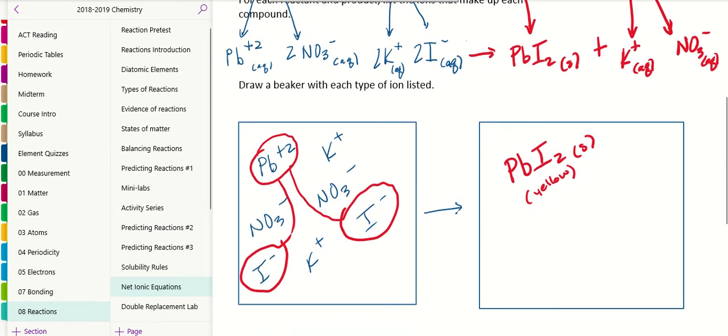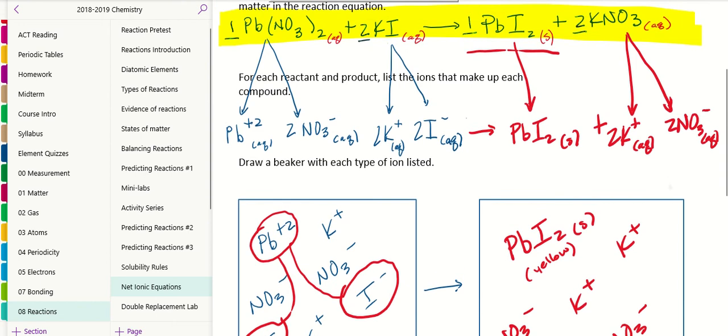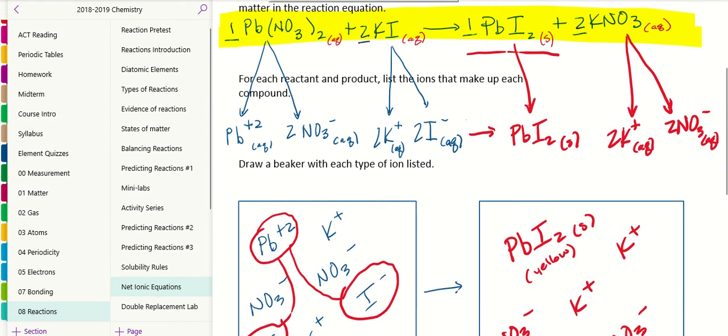What results is your precipitate, and your NO3 minus and K plus, they stay the same. They're just floating around still. So, altogether, this reaction right here, where I show all the ions that are floating around in this solution, is called an ionic equation. So, this is your ionic equation.